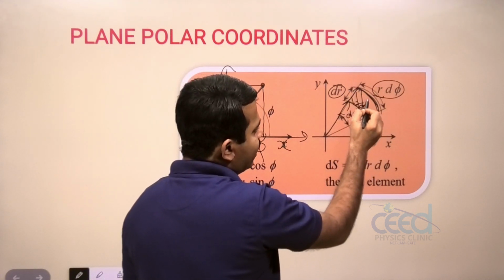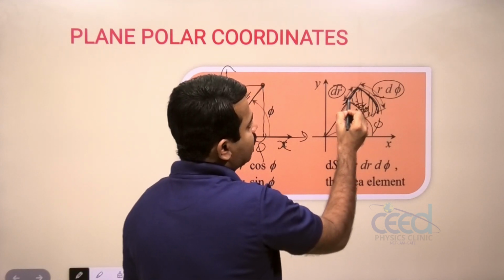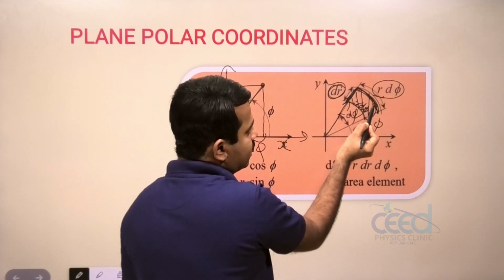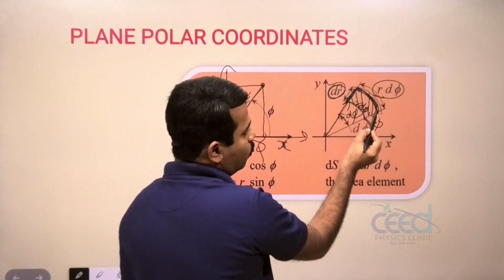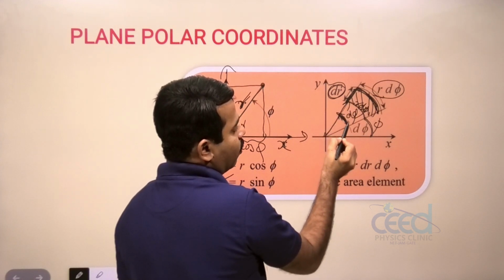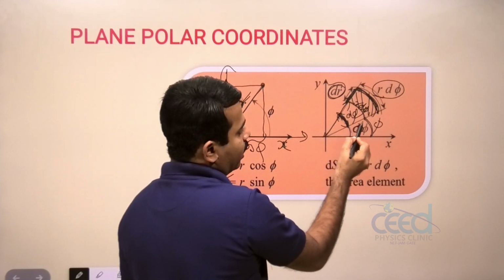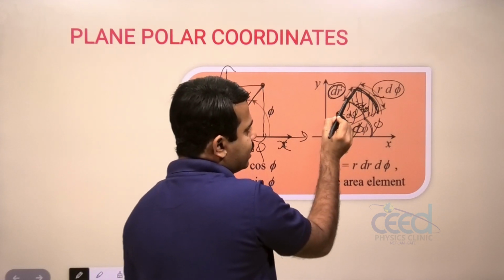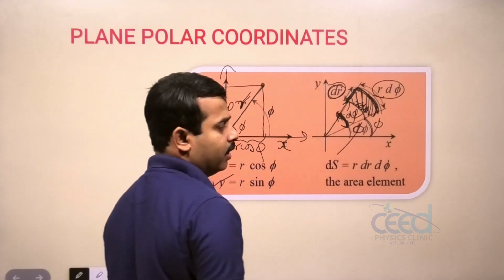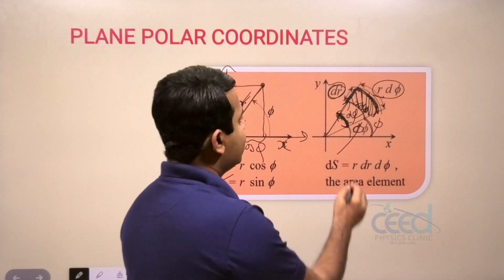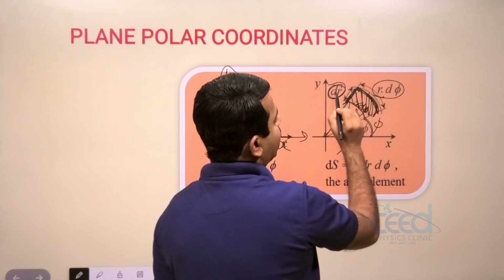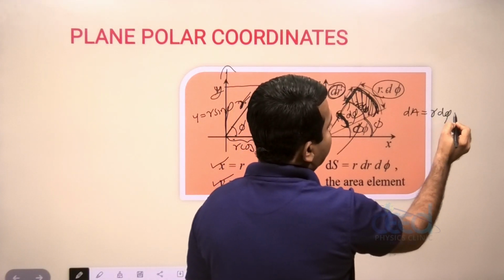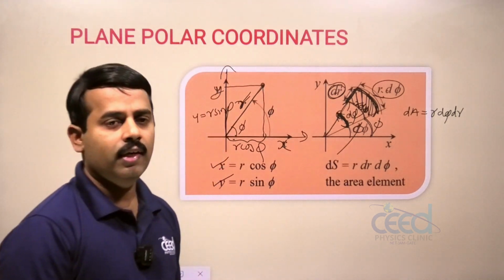Then an area is created by increasing dr, and phi is increasing in this direction, from here to here by an amount d phi. So by increasing this d phi and increasing this dr, a small area is created here. That area is length into breadth, that is dA is equal to r d phi dr.